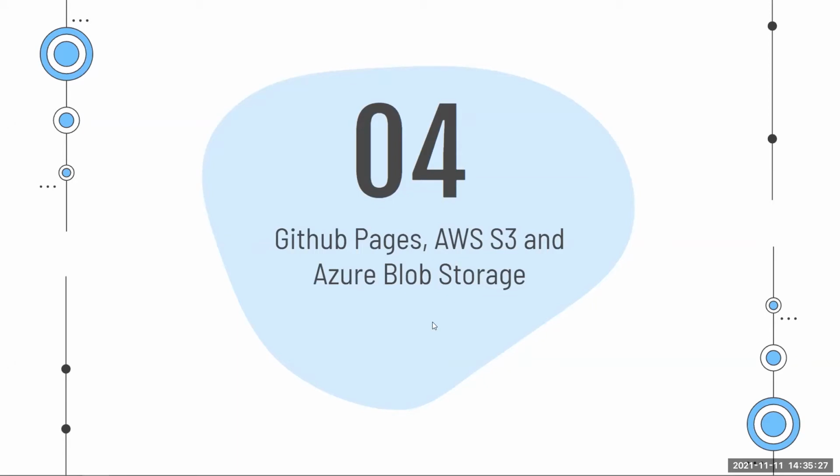All right, so we'll just go ahead. We just want to look at these three platforms: GitHub Pages, AWS S3 buckets, and Azure Blob Storage. All right. Now, let's start off with GitHub Pages.